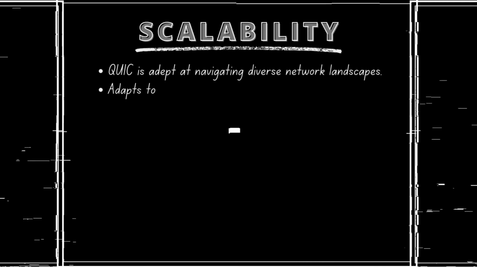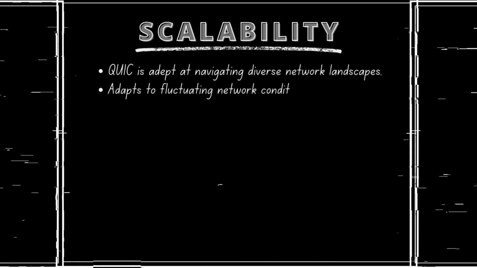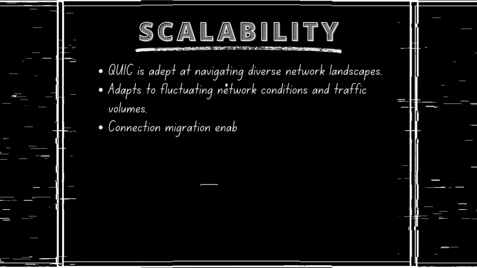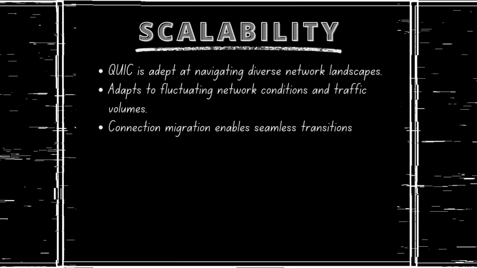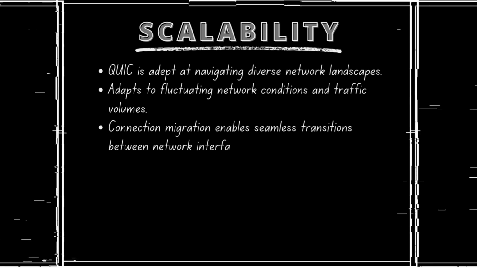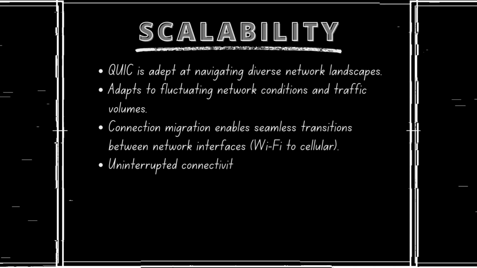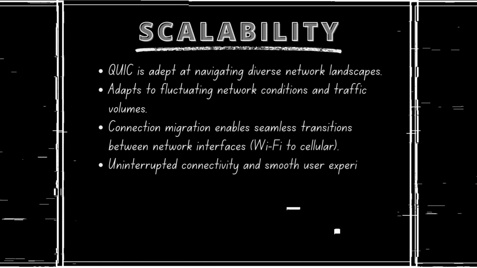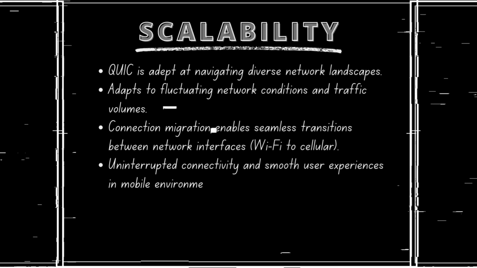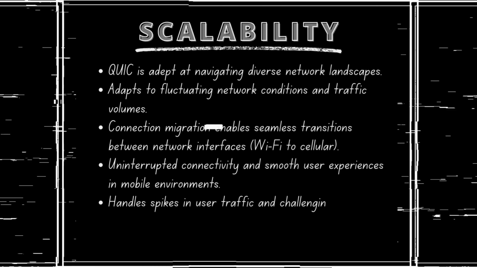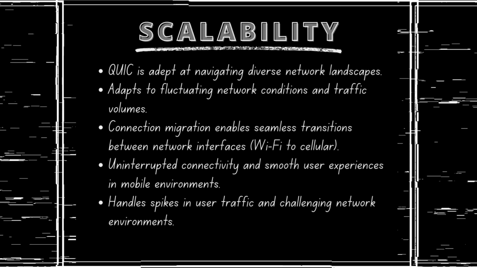Additionally, QUIC's scalability is a key feature, allowing it to adapt seamlessly to various network conditions and accommodate different levels of traffic. Its ability to adjust to changing network landscapes and dynamic traffic loads is central to its scalability. For example, features like connection migration enable QUIC sessions to transition smoothly between different network interfaces, such as switching from Wi-Fi to cellular data and vice versa. This ensures uninterrupted connectivity and smooth user experiences, especially in environments with fluctuating network conditions like mobile networks.